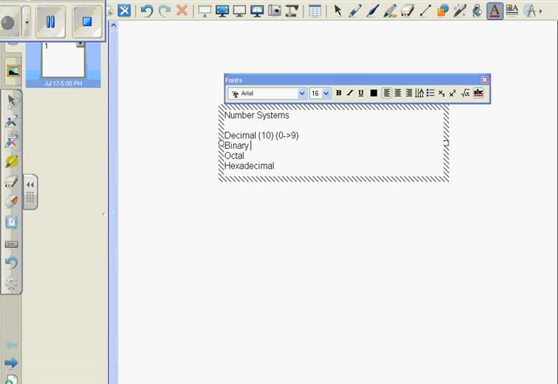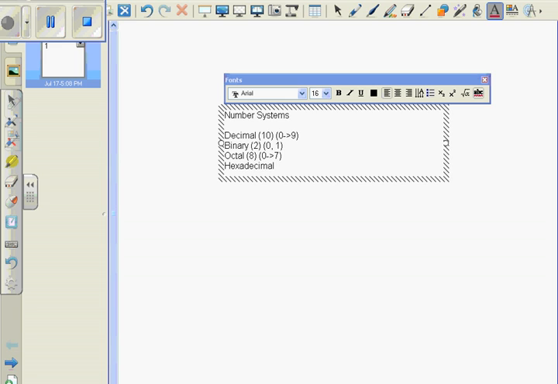Binary has only 2 digits. And what are those 2 digits? 0 and 1. This is the number system that computers speak. Why do computers speak binary? Because computers are made up of billions and trillions of transistors, and transistors can be on or off, 1 or 0. Now the octal system, oct for 8, has 8 numbers in it, and those digits are 0 through 7.